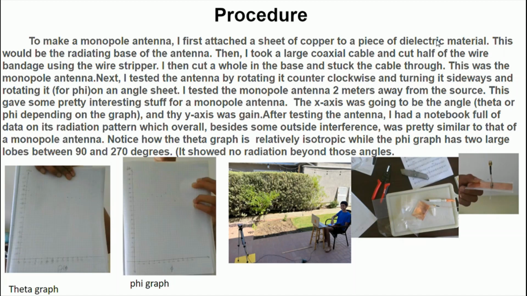First, I built the monopole antenna. I cut the copper sheet into half the Wi-Fi wavelength of 61.5 millimeters. I then drilled a hole through the center and stuck in a coaxial cable with one side shaved off with a wire stripper.